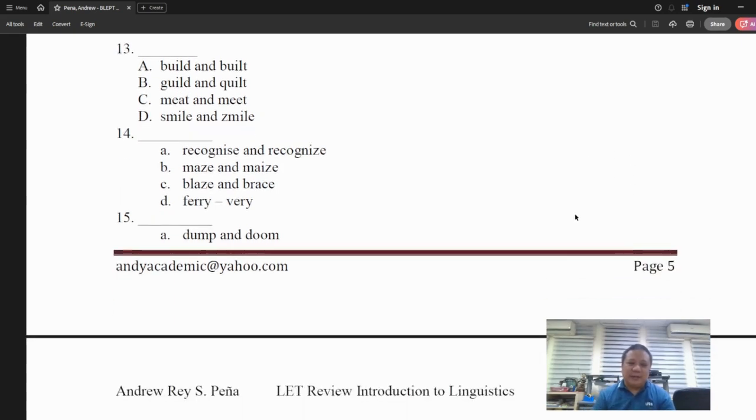14. A, recognize and recognise. B, maze and maize. C, blaze and brace. D, ferry and vary. Now in A, you just have a different spelling. You have British and American spelling. They are not minimal pairs.